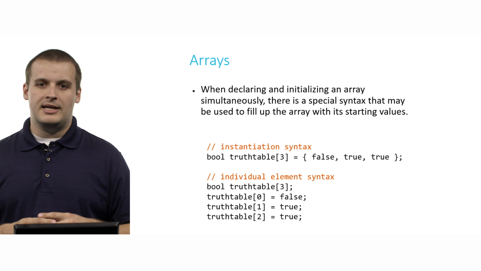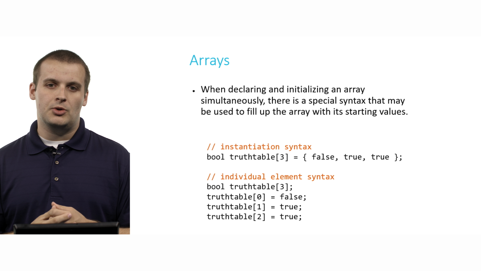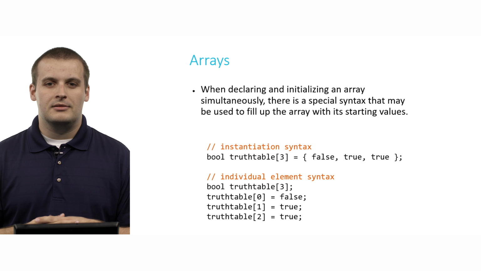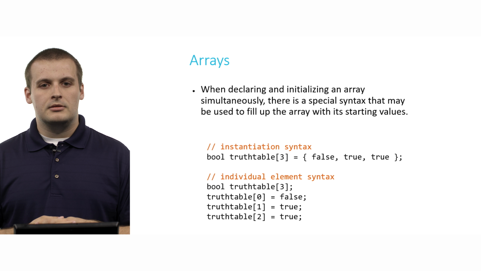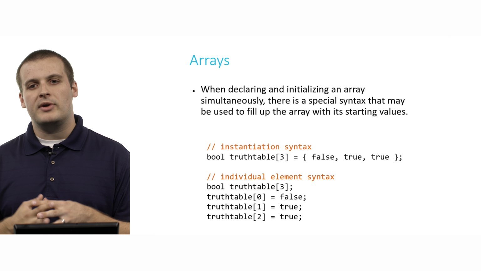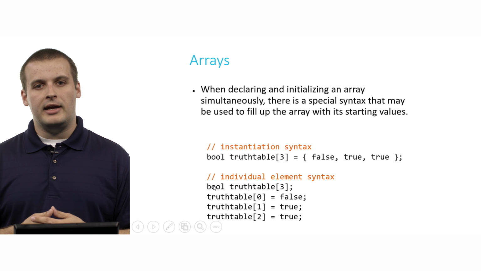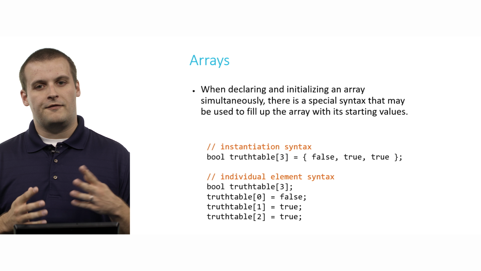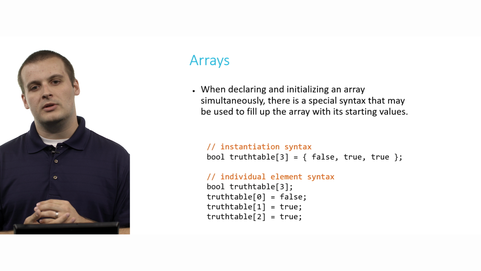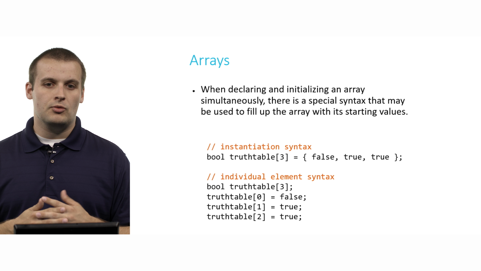Now, when you declare and initialize an array simultaneously, there's actually a pretty special syntax that you can use to fill up the array with its starting values. It can get cumbersome to declare an array of size 100 and then have to say element 0 equals this, element 1 equals this, element 2 equals that. What's the point, right? If it's a small array, you could do something like this. bool truth_table[3] = {false, true, true}; open curly brace, comma-separated list of the elements you want to put in the array, then close curly brace, semicolon. This creates an array of size 3 called truth_table with elements false, true, and true. And in fact, the instantiation syntax I have here is exactly the same as doing the individual element syntax below. These two ways of coding would produce the exact same array.